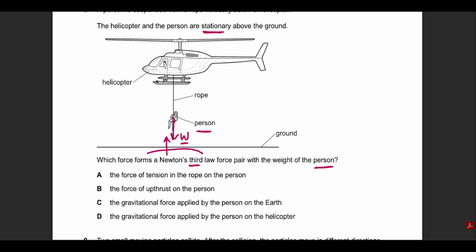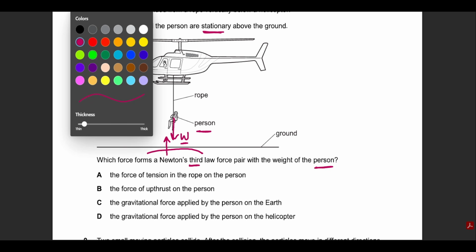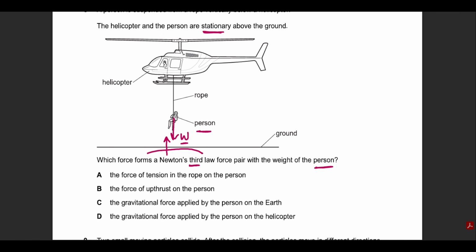So let's first eliminate all the options in which there is no discussion of the person itself. Person is discussed, we will consider this. Gravitational force applied by the earth, no discussion. Helicopter, no discussion. So let's check options A and B on their own merits. The upthrust, not possible, because even if there was an upthrust, it was going to be because of the air, which is going to be rho g V, which is going to be very, very small because the density of air is very small.